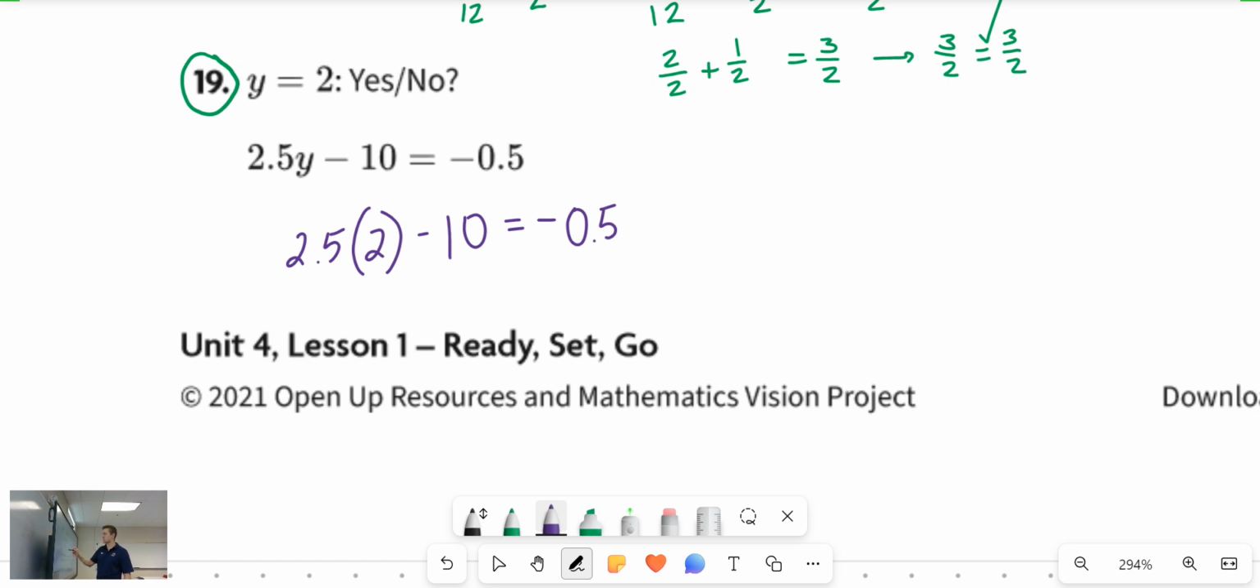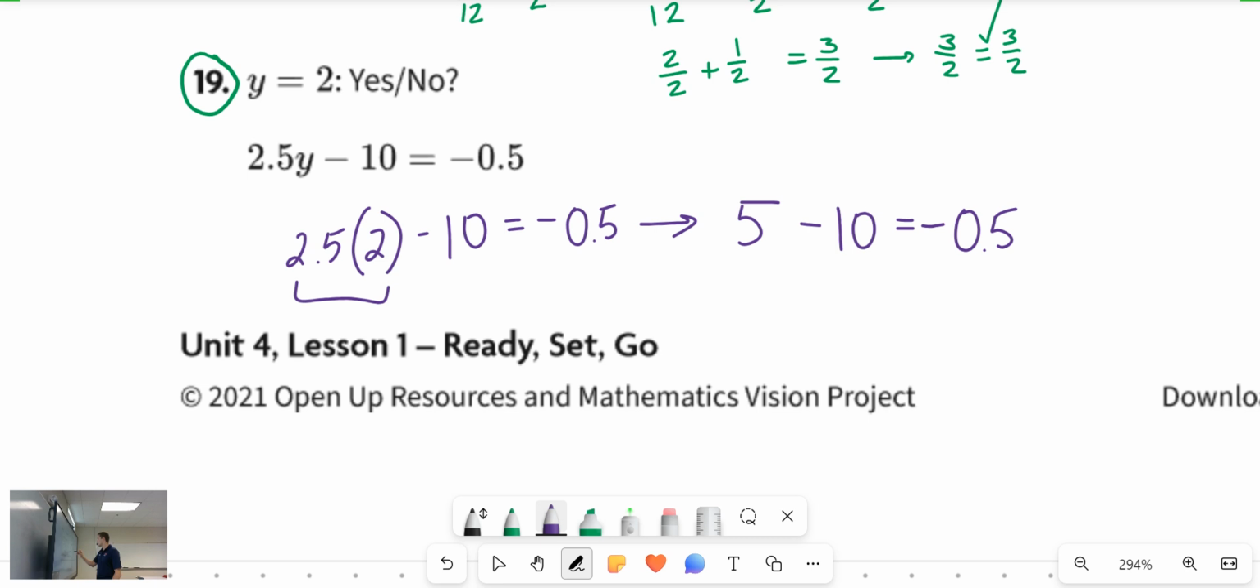First thing we do is this multiplication here, right? 2.5 times 2 is going to be 5. So we have 5 minus 10 equals negative 0. Oh, that didn't write well. Here we go. Try that one again. Negative 0.5.